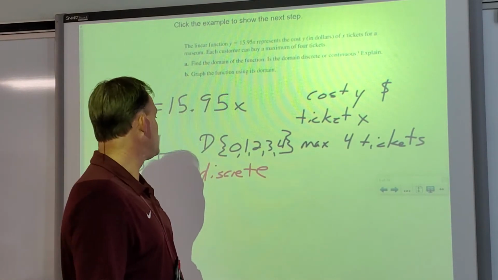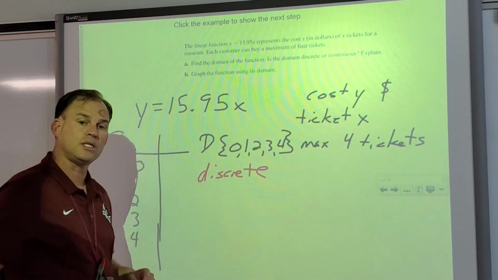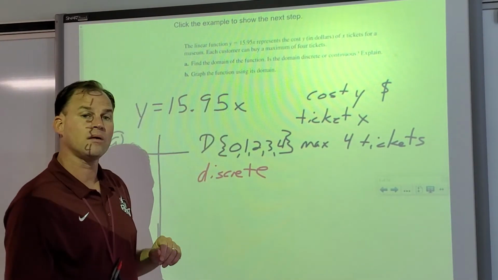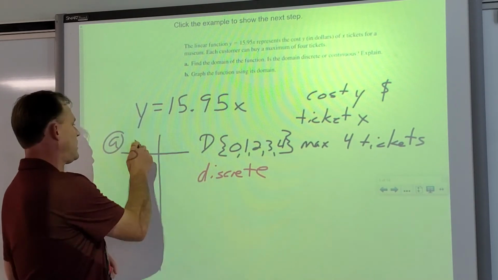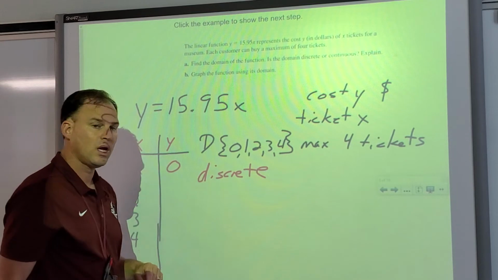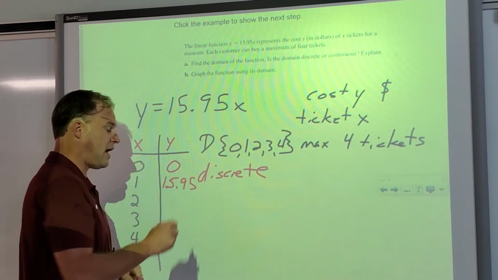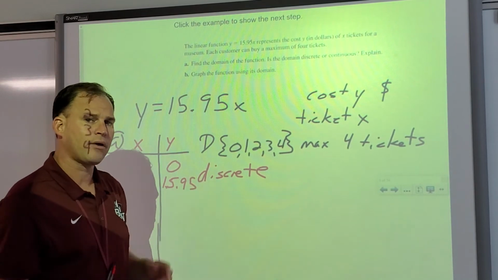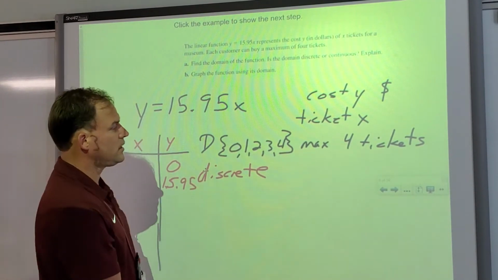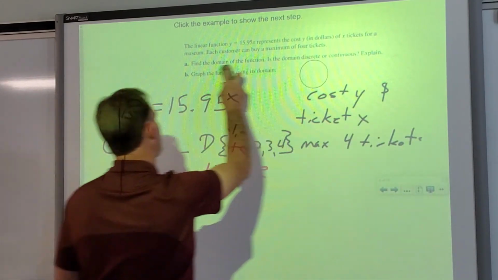Graph the function using its domain. So when I tell you to graph the function, that means you actually need to do the work. You need to take these values and plug them in to find your y. So again, x, y. If I plug in 0, that's obviously 0. If I plug in 1, that's 15.95. Get out a calculator, work on the rest of these values. I'm actually going to clean this up a little bit so I can have room for my graph.